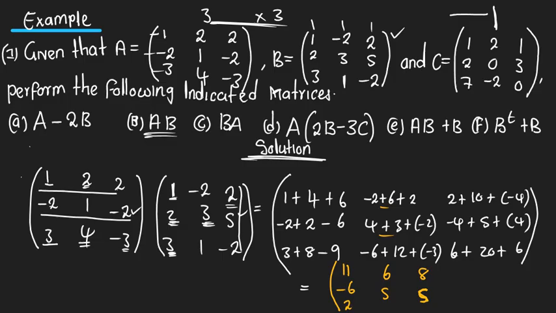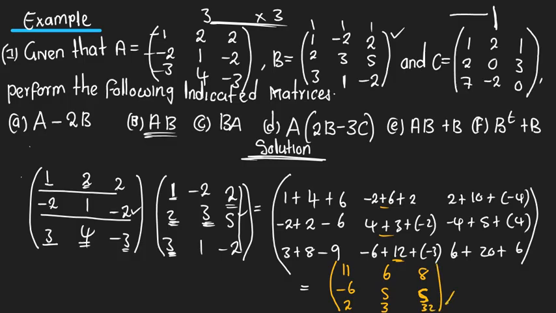Negative 6 plus 12, it's positive 6. Positive 6 minus 3 is positive 3. 6 plus 20, it is 26. 26 plus 6 is 32.